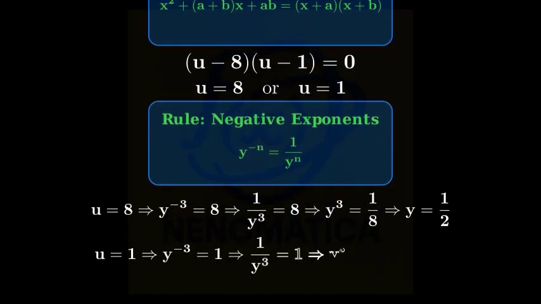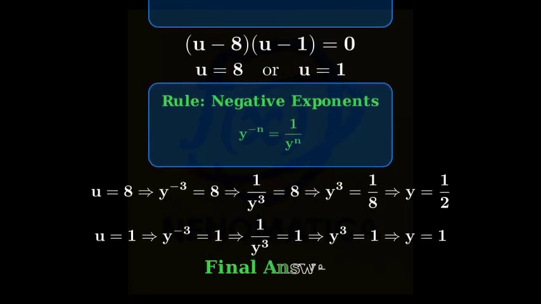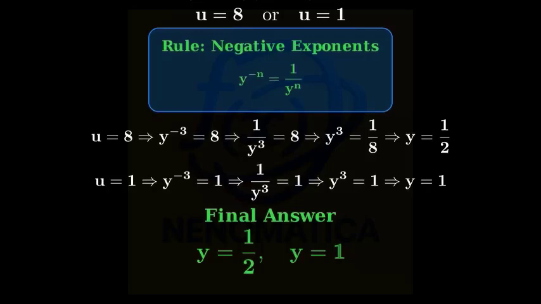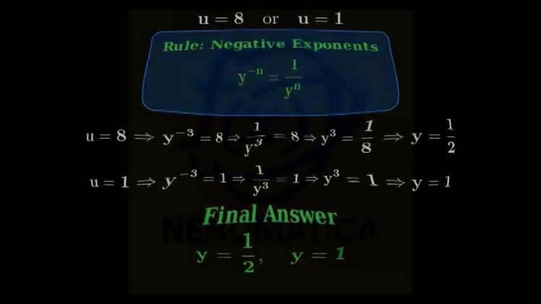Case 2, u = 1. Then y^(-3) = 1. So 1 over y³ equals 1. Hence y³ = 1 and y = 1. Therefore, the solutions are y = 1/2 and y = 1.